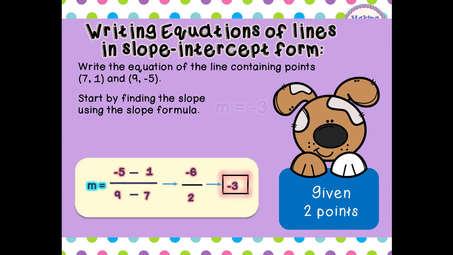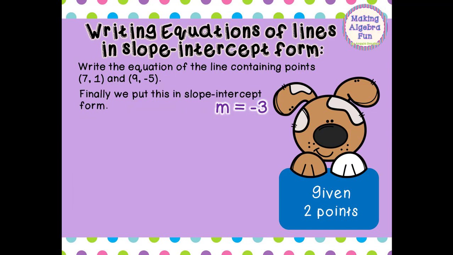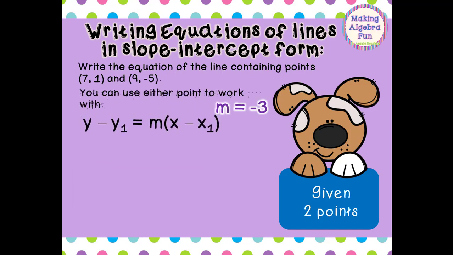So now I have a slope, and I actually only need 1 point, but I have 2. So I get to pick the one I want to work with. I'm just going to pick the one I like better. I like the first one better. Either point will work. So I'm going to go ahead and plug in all those values. The slope is -3, and you can see I put in the x and the y value from the point.